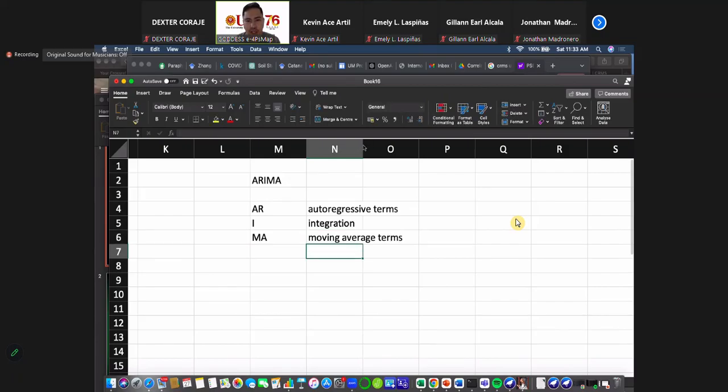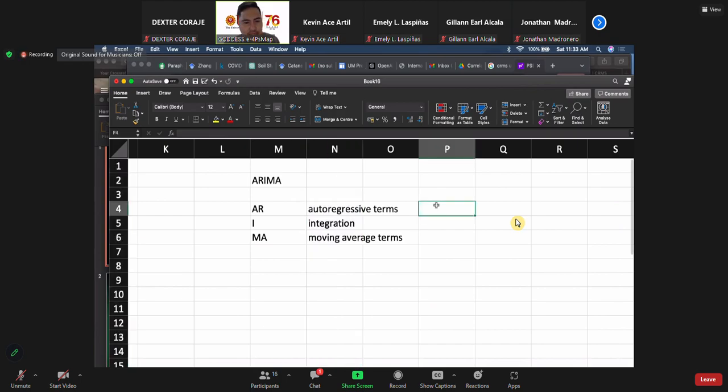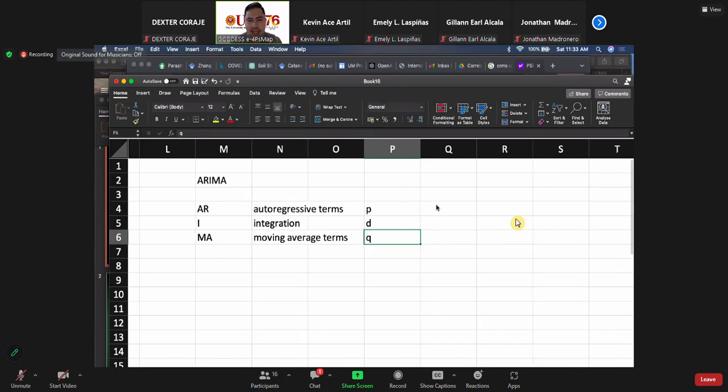Now, how do we translate this into a statistical symbol? So autoregressive integrated moving average. AR is P, Integration is D, and MA is Q. So how do we measure this one? How do we run this in statistics? P is basically represented by the autocorrelation function.